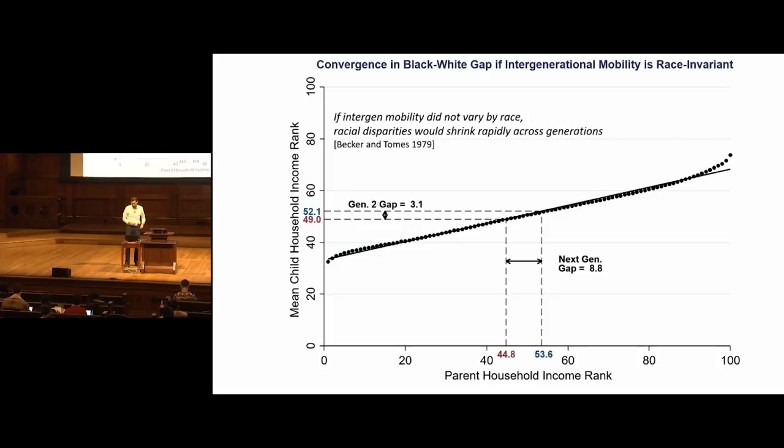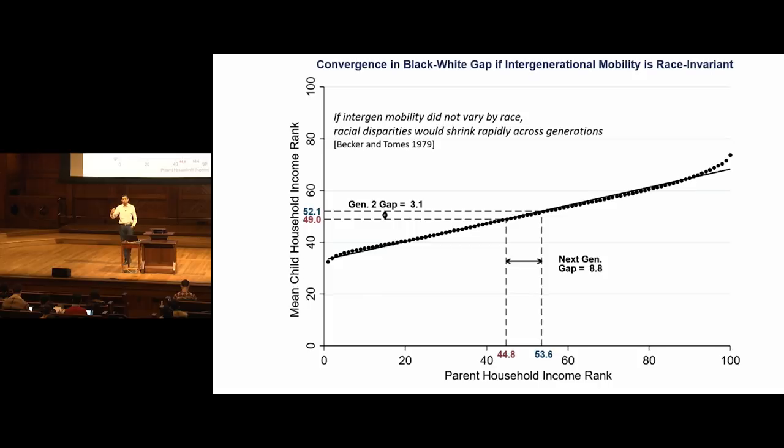And so the fundamental lesson that you see there, which you can prove much more generally than the simple example I'm giving you, is that if intergenerational mobility does not vary across groups, then racial disparities would shrink extremely rapidly across generations. Okay, they would shrink at an exponential rate, basically.